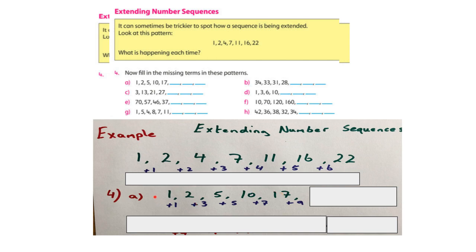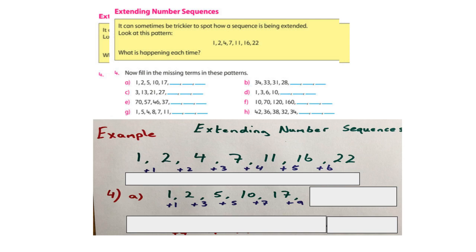Okay, so let's have a look at the operation, the pattern of the operations, in this particular sequence. So from 1 to 2 is plus 1. From 2 to 5 is plus 3. From 5 to 10, we add 5 to the 5. From 10 to 17, we add 7. And then we are left to figure out what is our next term in the pattern.